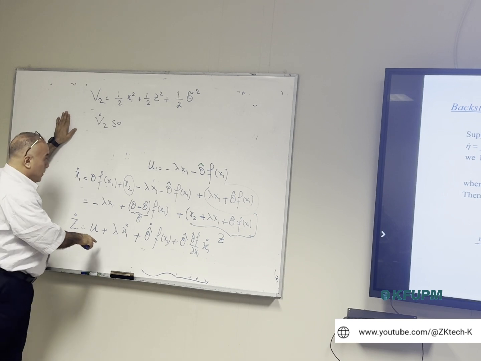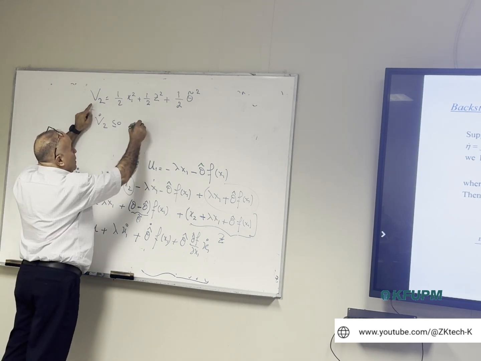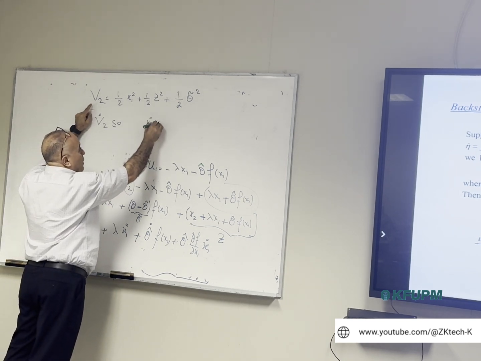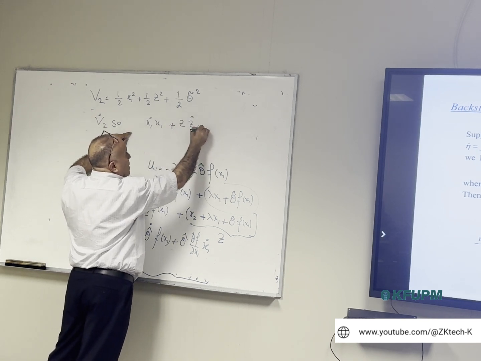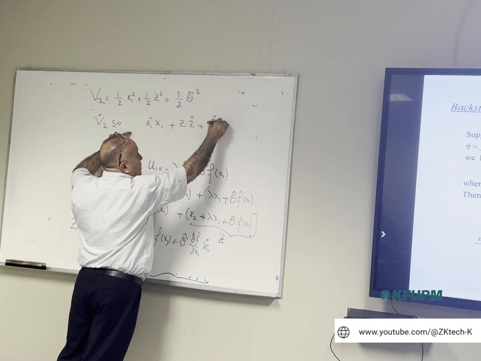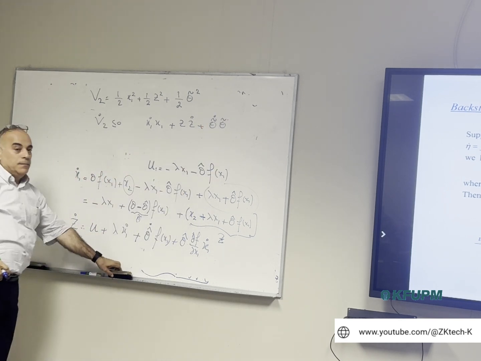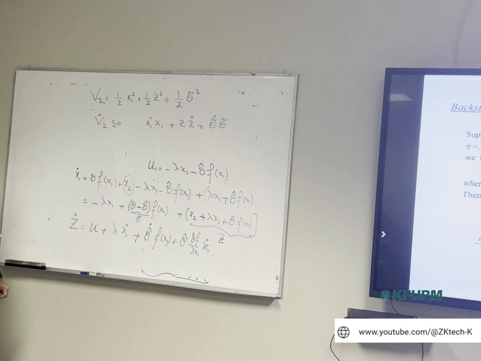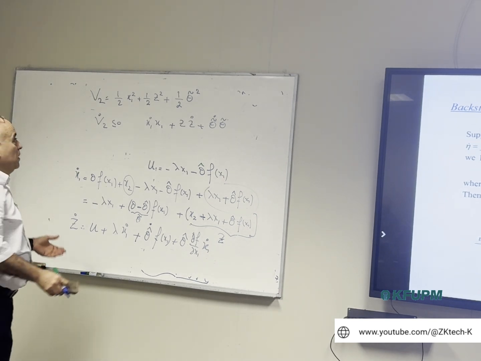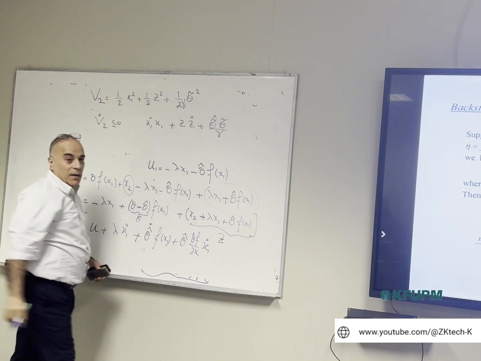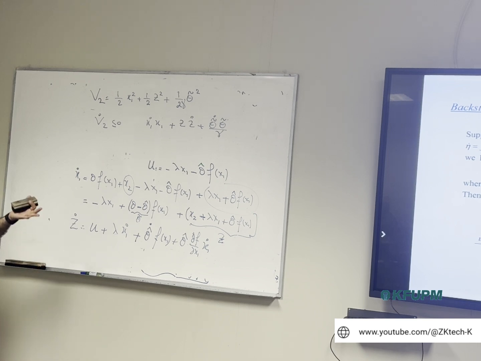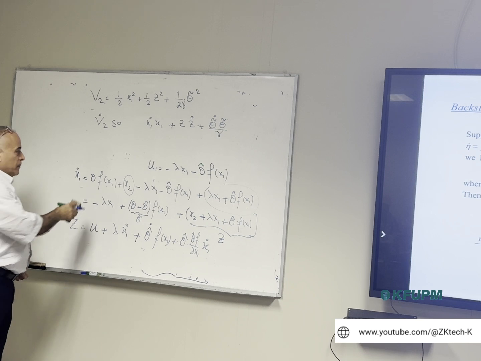If I take the derivative of this, it will give me x1 prime times x1 plus z times z prime plus theta tilde prime times theta tilde. We can leave out the gamma term, or if you want, you can put gamma here. It's always good to have gamma because you want to weight between the parameter estimation and the state stability.